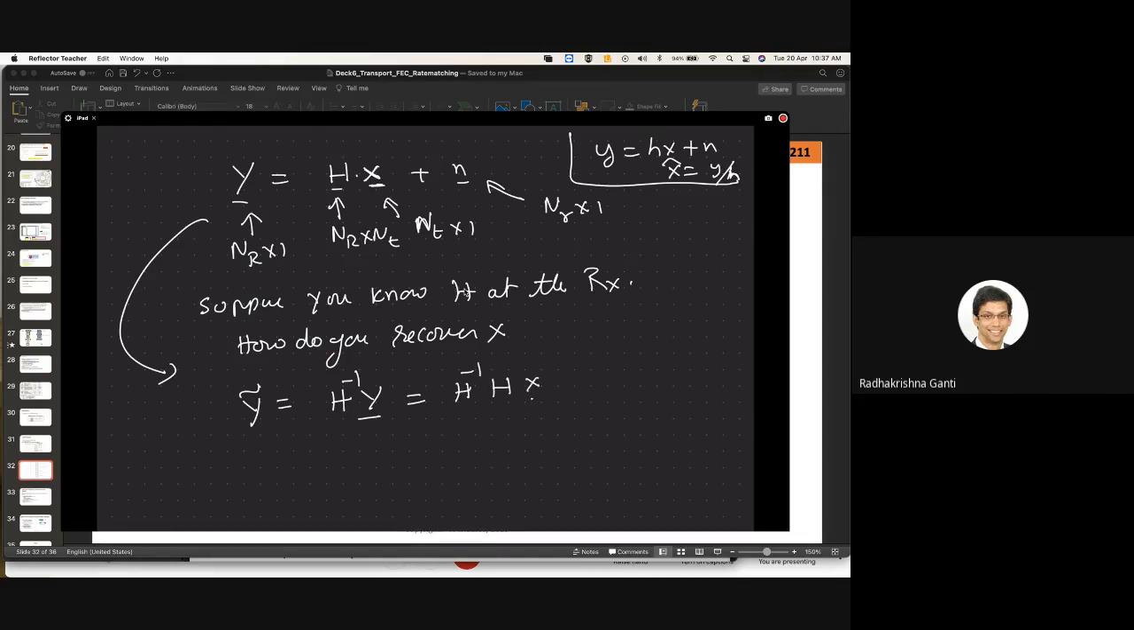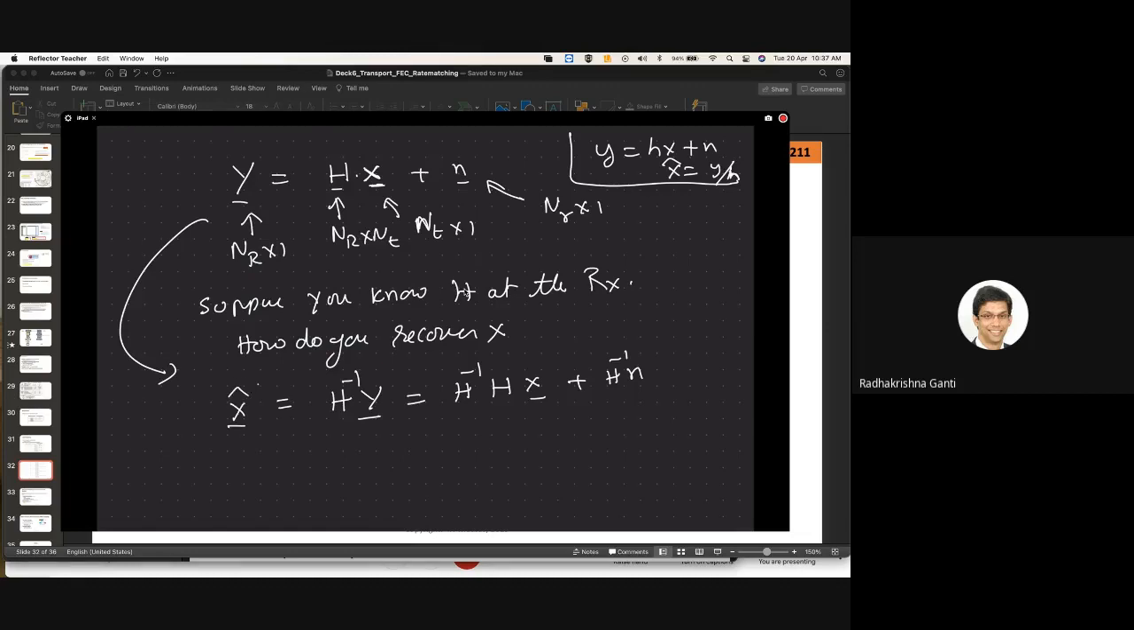There are more complicated ways of doing it. It should be X tilde, sir. X tilde should be H inverse Y. That's a good one. I'll put X hat, not tilde. This is your estimate X hat.